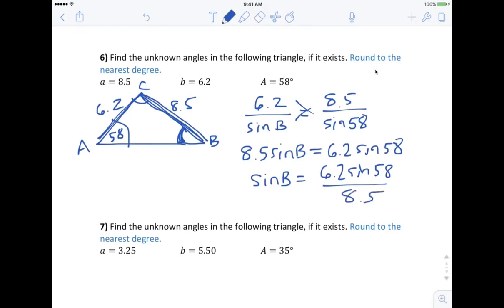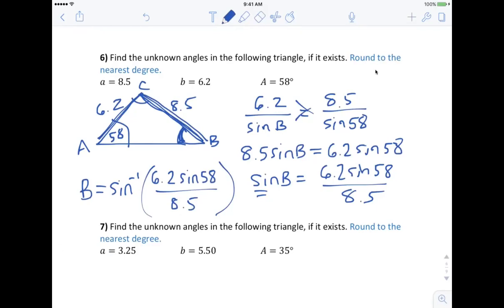Finally, how do we get B? Well, it's going to be a sine inverse. To get rid of that sine right there, we're going to move it to the other side and do sine inverse, like from chapter 7. So we'll write that over here. B is going to be sine inverse of all of that stuff. And again, you could just put it all into your calculator at once.